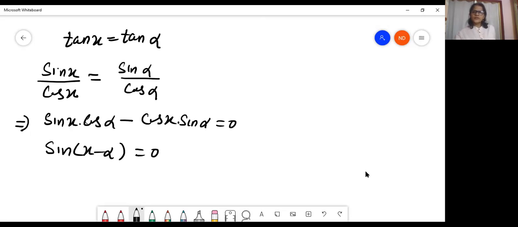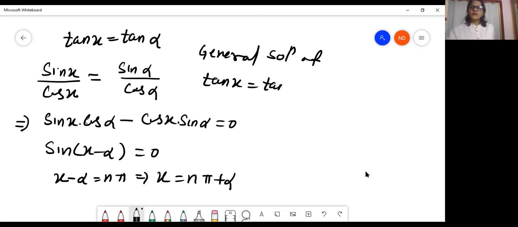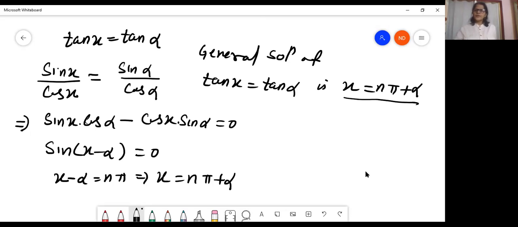So it is in the form of sin theta equal to 0. Here sin theta equal to 0 means x minus alpha is n pi, and this implies x equal to n pi plus alpha. So it means the general solution of tan x equal to tan alpha is x equal to n pi plus alpha. Okay, and here n belongs to set of integers.